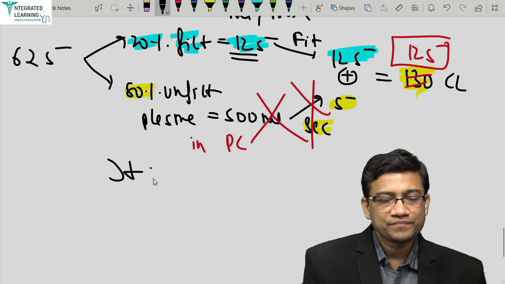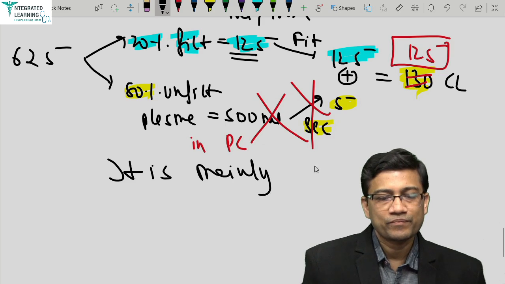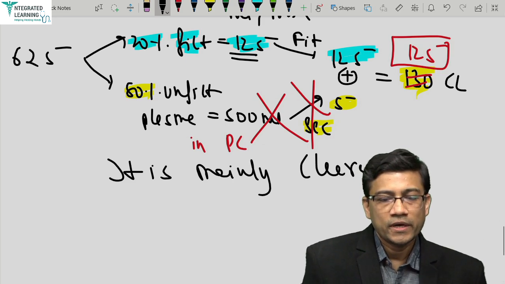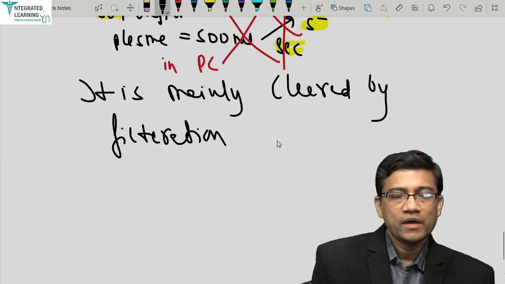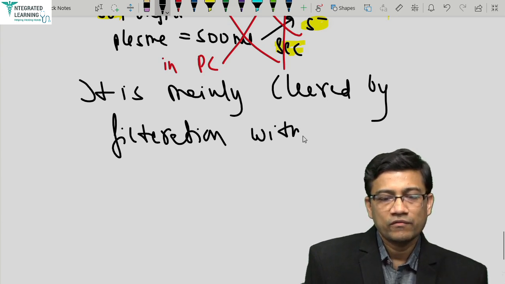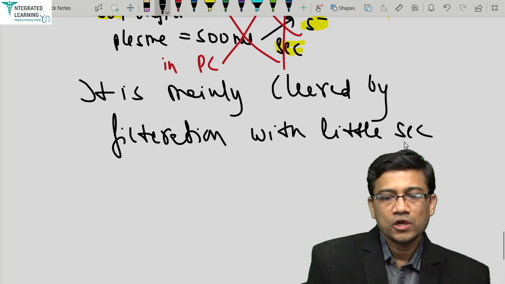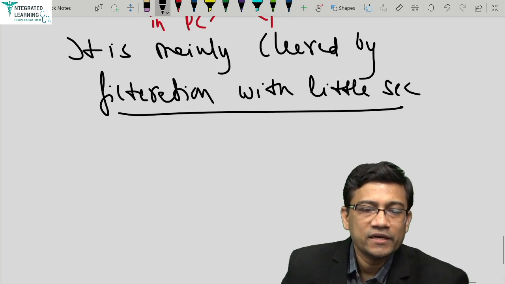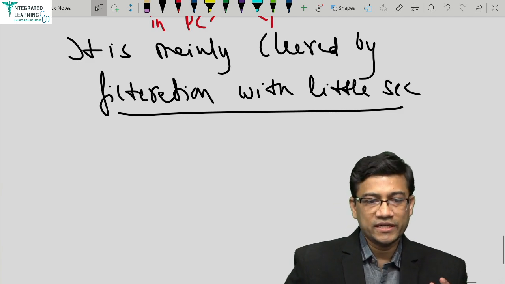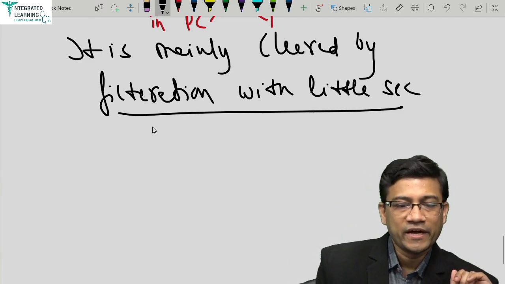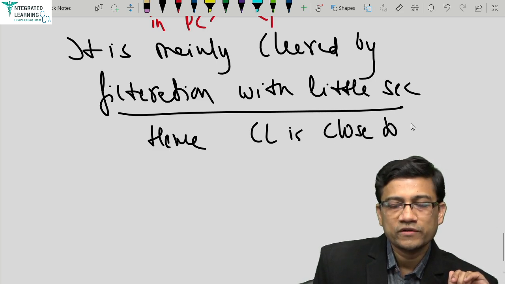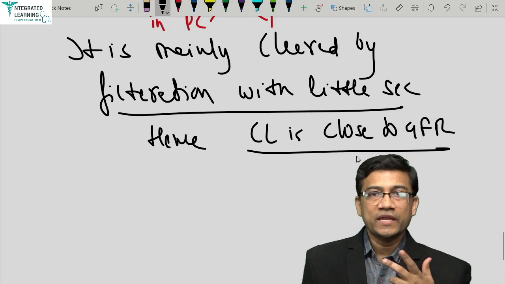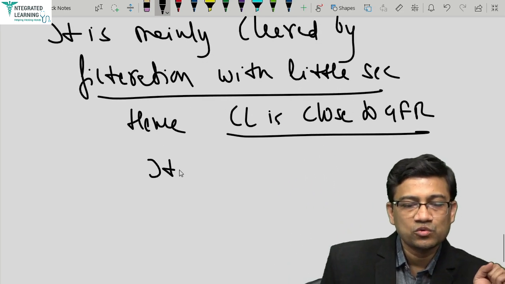So that means it is mainly cleared by filtration with little secretion. The total contribution of secretion here is very small. Hence clearance is close to GFR. That proves it is mainly cleared by filtration, okay. That is why it is used for GFR estimation.